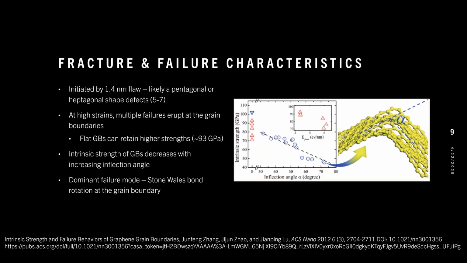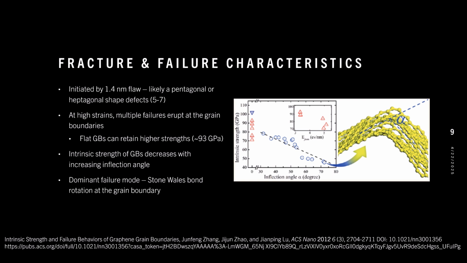Fracture is typically initiated by very small flaws, about 1.4 nanometers, most likely due to defects in the atomic structure, like pentagon-heptagon pairings, or what we call 5-7 defects. These defects are usually the first to break or show failure within the structure. As strain increases, failure tends to localize at grain boundaries.